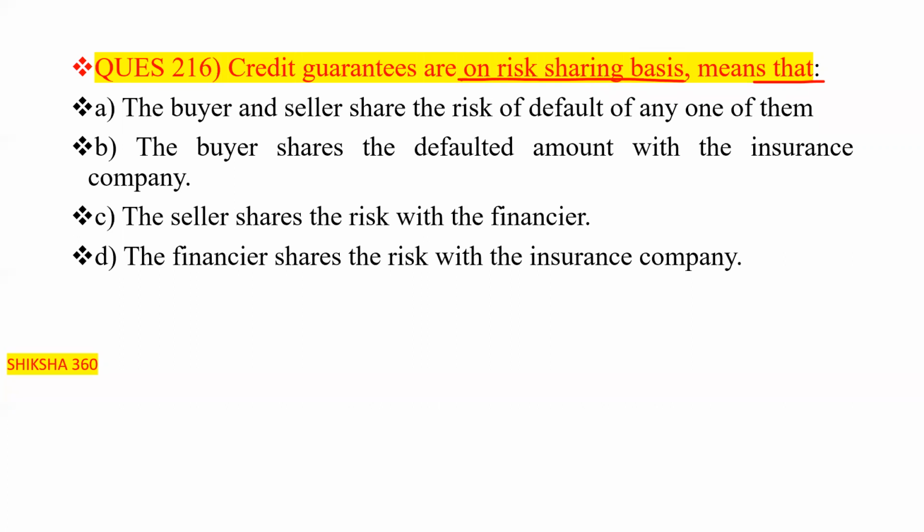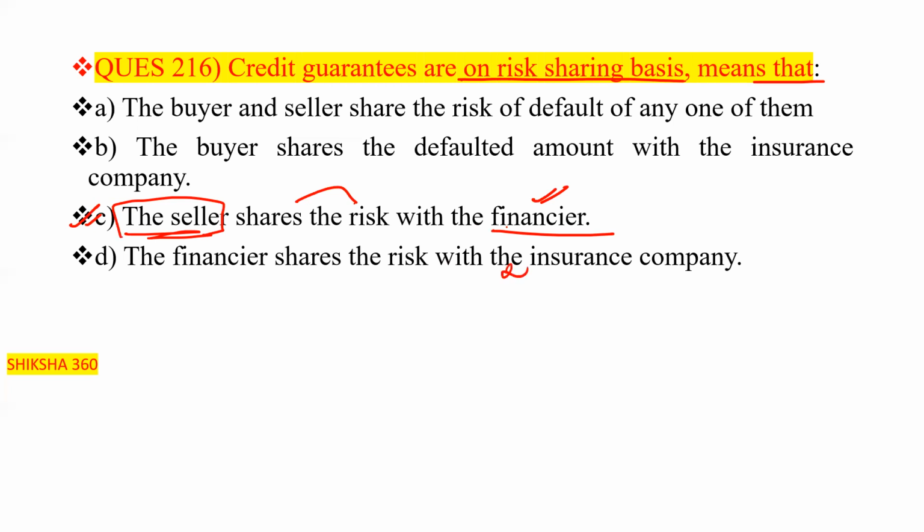So here, the credit guarantee is on the risk sharing basis. It means that the seller shares the risk with the financer. So in that, what will happen? The seller shares the risk with the financer. So option number C is the correct answer.